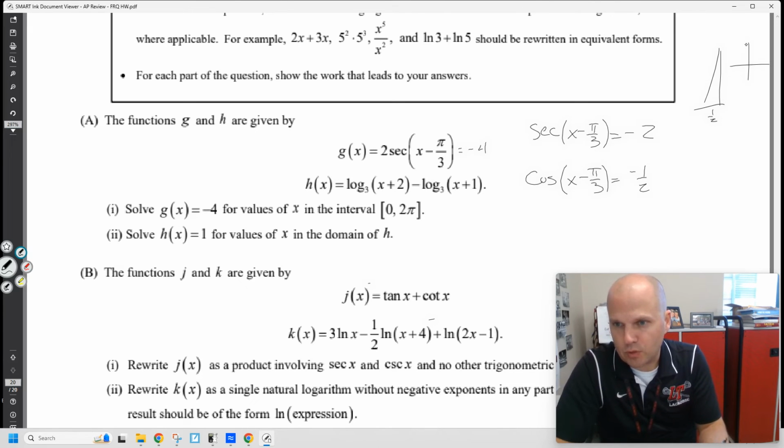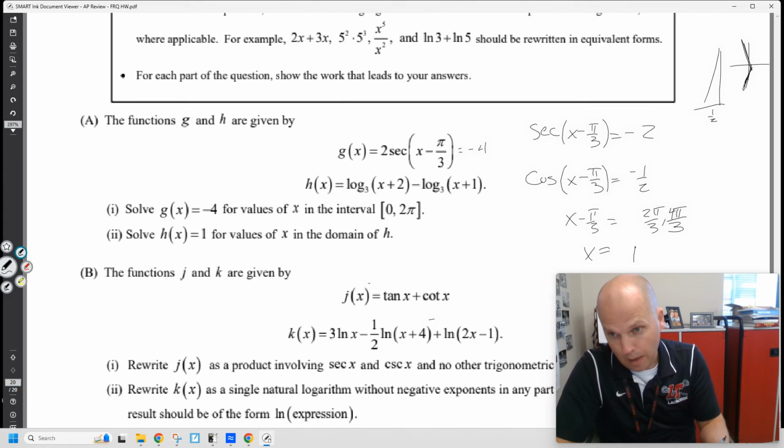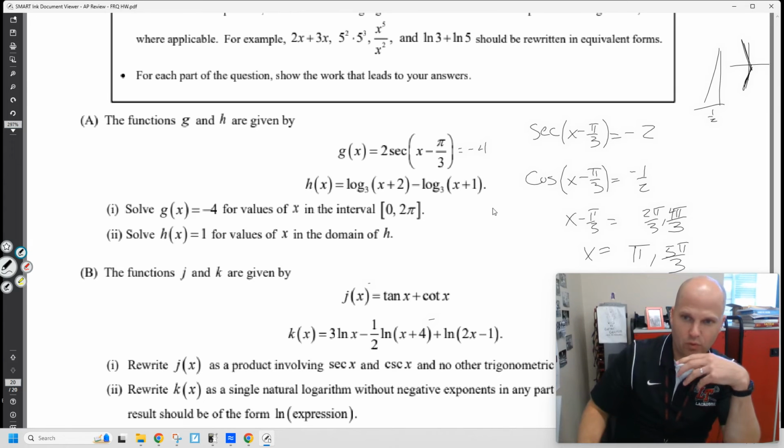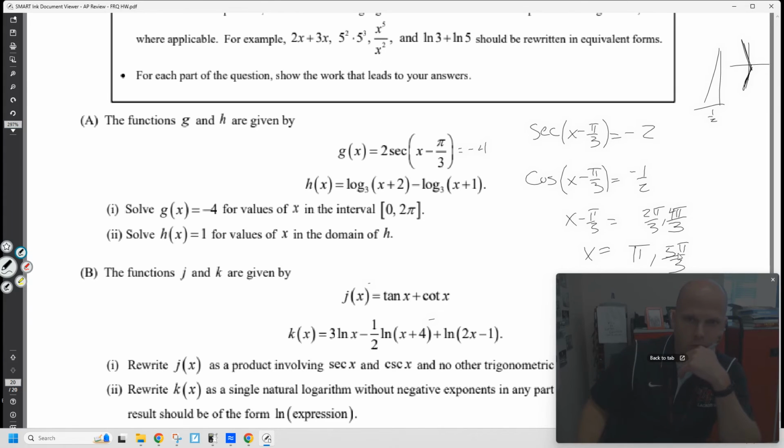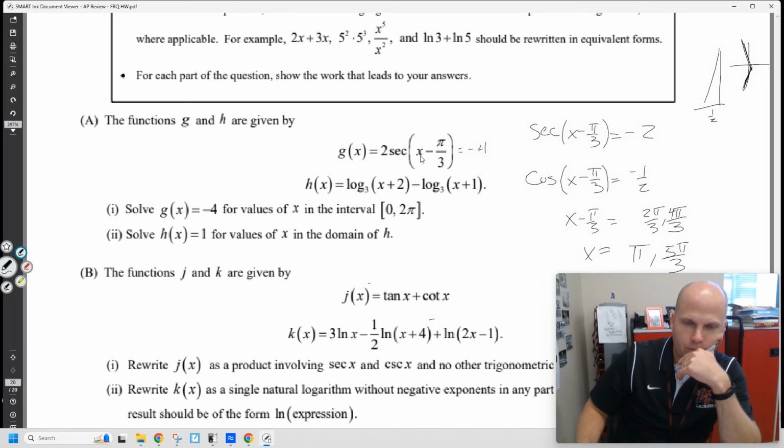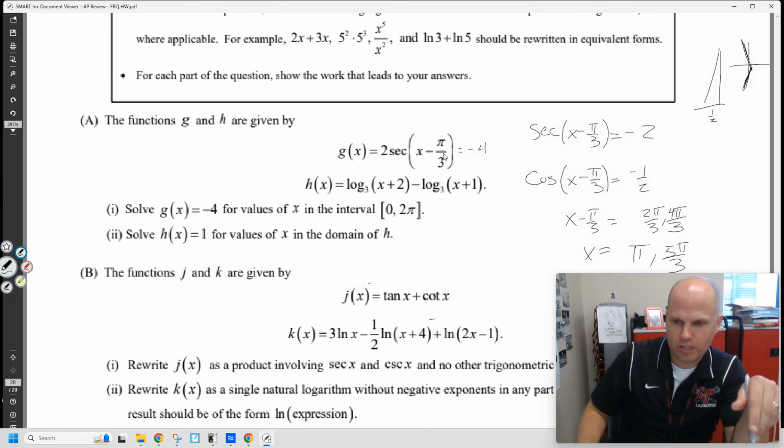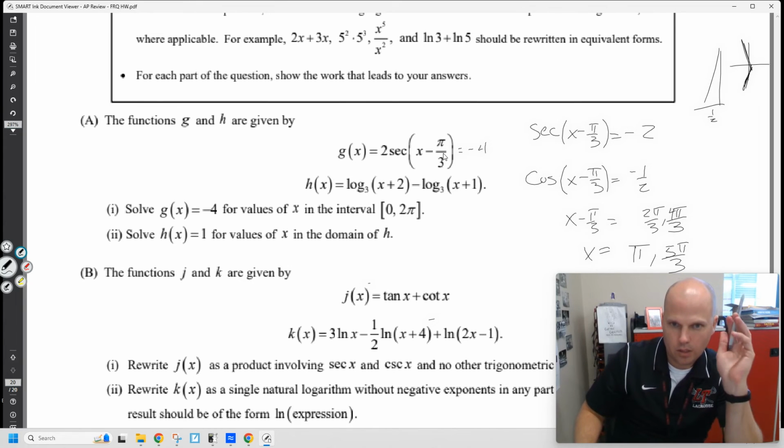We want the pi over 3's where cosine's negative. So that's, again, 2 pi over 3 and 4 pi over 3. My angles are x minus pi over 3 equals 2 pi over 3 and 4 pi over 3. My solutions are pi and 5 pi over 3. It's adding a pi over 3 to everything. And those are both in that. Pi minus pi over 3 is 2 pi over 3. The secant of 2 pi over 3 is -2 times 2. All right, cool.